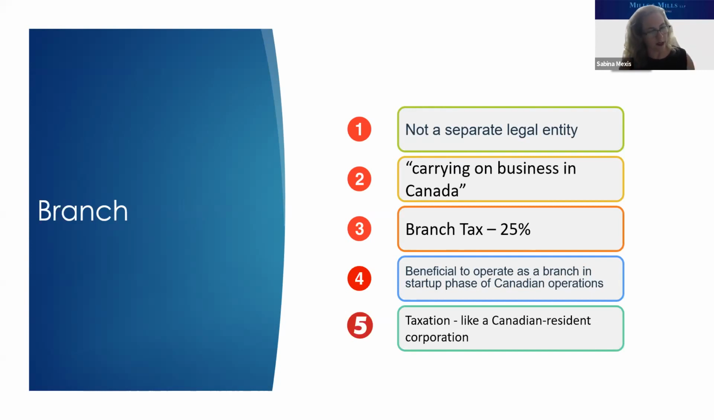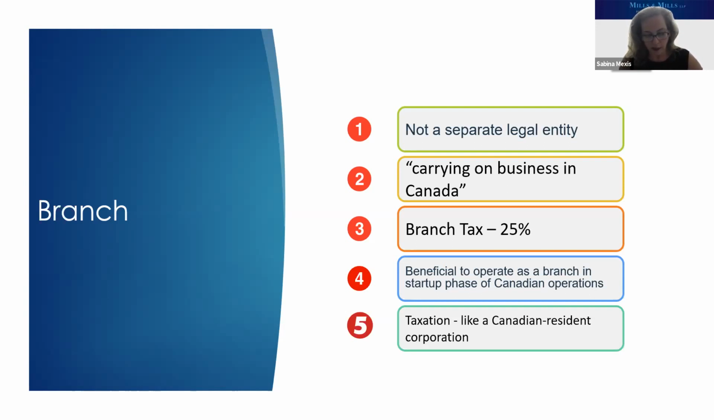So there's branch tax. We've talked about what constitutes a permanent establishment. We've talked about what constitutes carrying on business in Canada. So now, branch tax. If a non-resident is found to be carrying on business in Canada, there's a branch tax of 25% that applies. This branch tax may be reduced by treaty. And this branch tax is in addition to any federal and provincial income tax that might otherwise apply and be payable.